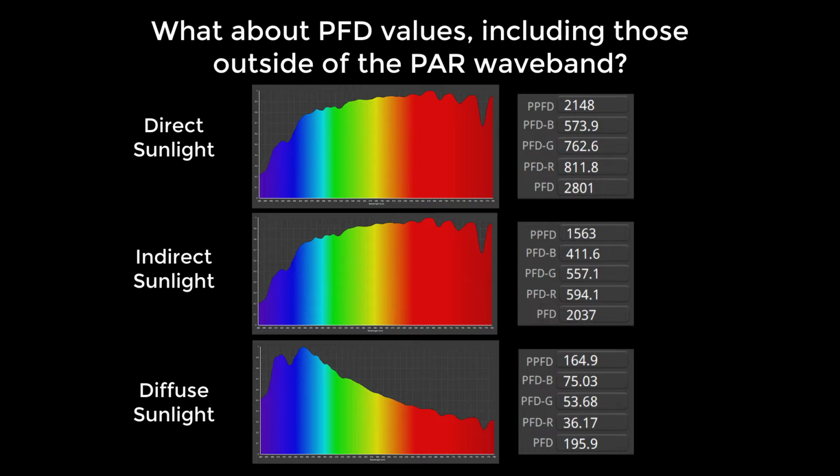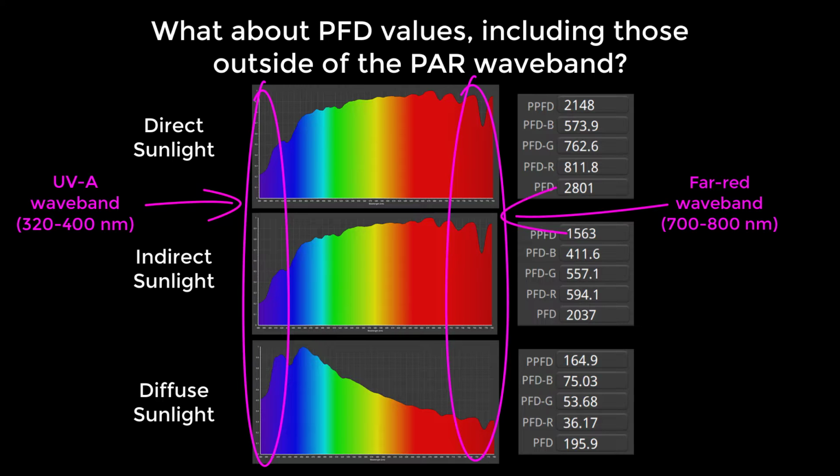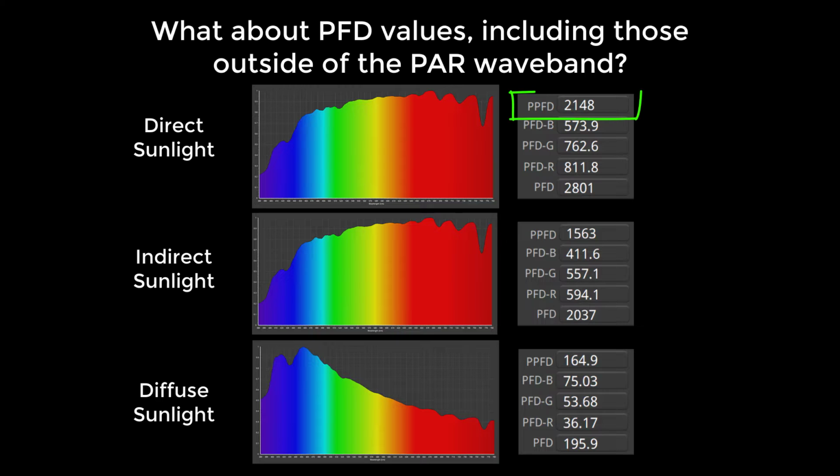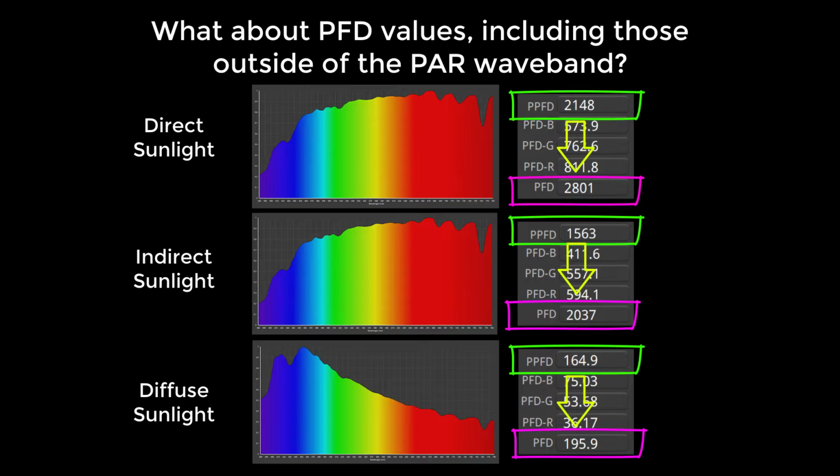So let's circle back to the spectral plots from our outdoor measurements and talk about the PFD values that fall outside of our PAR waveband. So over here we have the UV waveband, which has light energy with wavelengths between 300 and 400 nanometers. And over here we have the far red waveband, which has light energy between 700 and 800 nanometers. Now if we look at the actual data, we can see that the PAR intensity is going to be a little bit less than the intensity over the total measurement. And again, that's because the sunlight does have that light energy in both the UV and far red ranges.